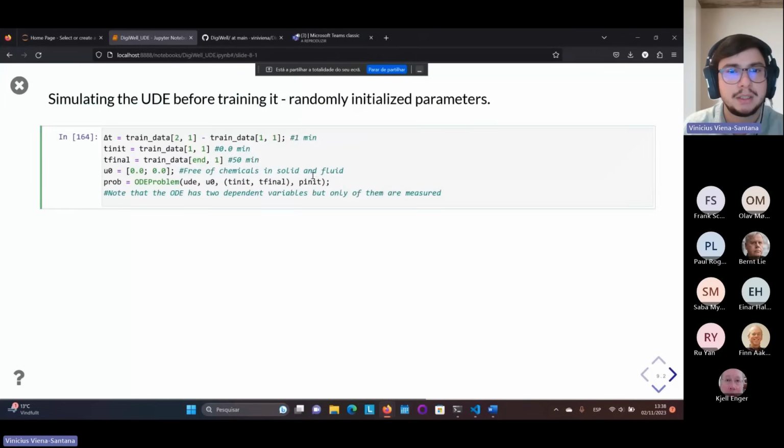So before actually training my parameters or actually finding the parameters, I can simulate the UDE to see how it performs with randomly initialized parameters, which should be really bad as expected, of course.